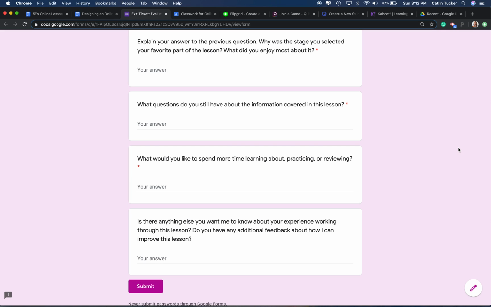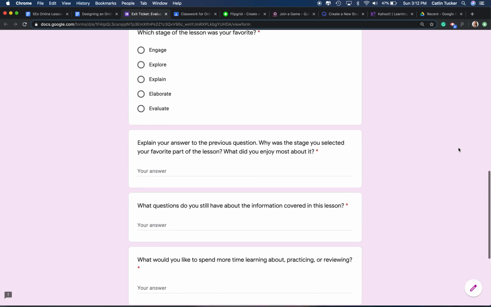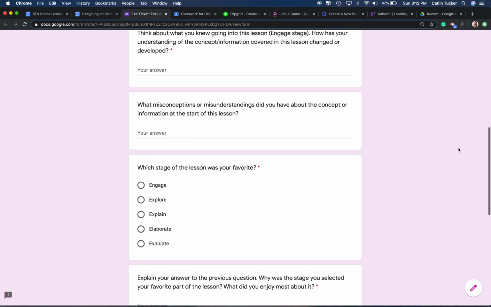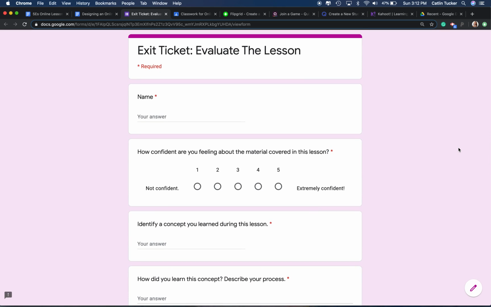And then I also leave it open, like, do you have any additional feedback about the lesson and how it can be improved? Because I constantly want students to know I am iterating on my process. I'm looking to improve their learning experiences, and their feedback is really the best way to do that.